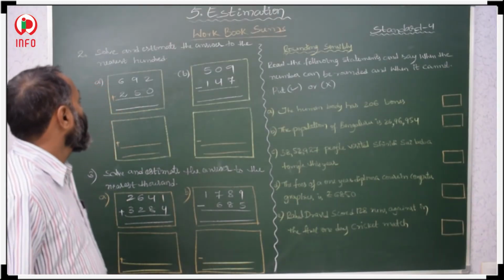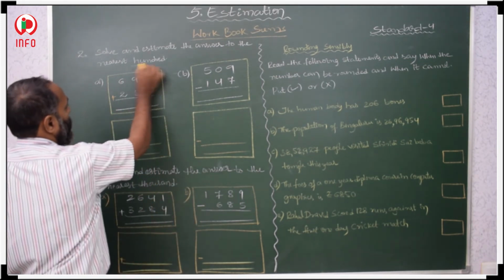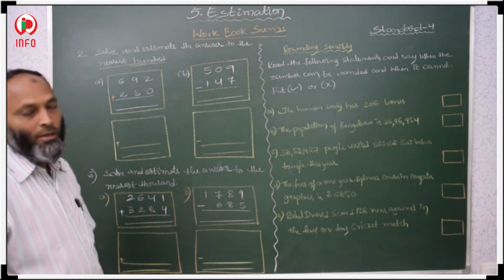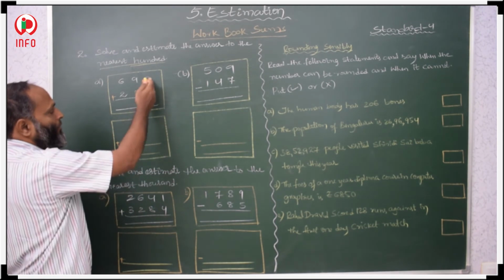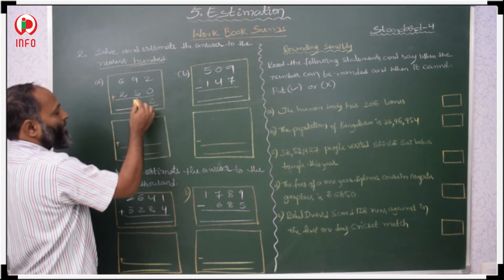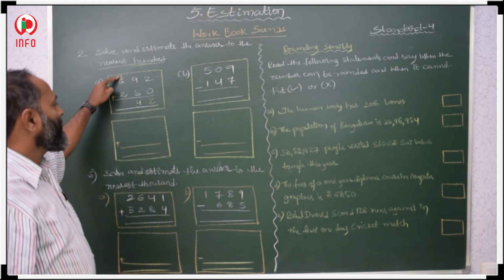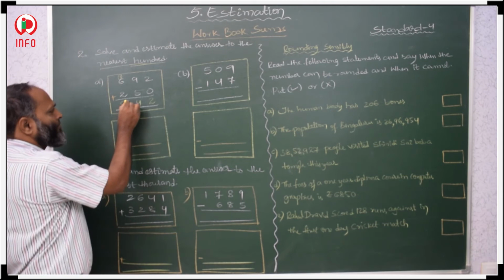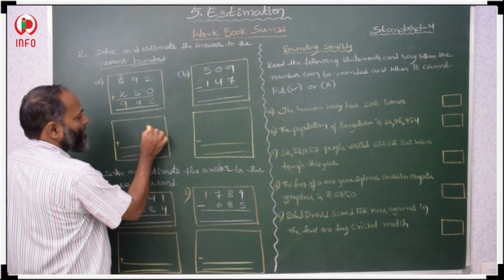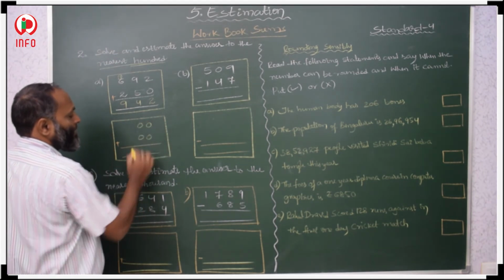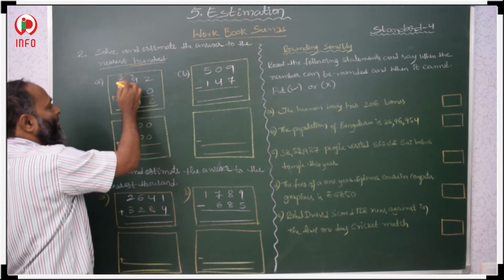Yes, now students, solve and estimate the answer nearest to 100. Nearest to 100 we have to find. First we have to add, actual calculation. 2 plus 0, 2. 9 plus 5, 14. 4 here and 1 carried. 6 plus 1, 7, 7, 8, 9. 942. This is nearest to 100. Here 6 is there in tens place and 9 is there. It is greater than 5. So it will get 7.